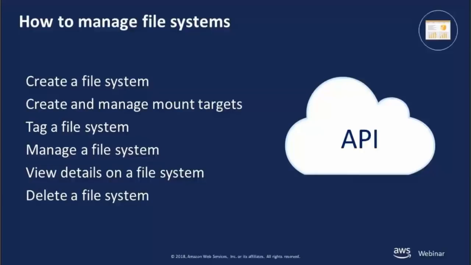When you're managing a file system, there's really not much to it. The APIs that we expose, there's not a lot of them because it is a managed service. We wanted to make this simple. So there is an API to create a file system and manage the mount targets. Also to tag a file system, you can have up to 50 tags per file system. There's also an API to manage the throughput mode of your file system. And you can also view the details and delete a file system. So not a lot of API calls because, again, we wanted to make this a very simple experience for you.